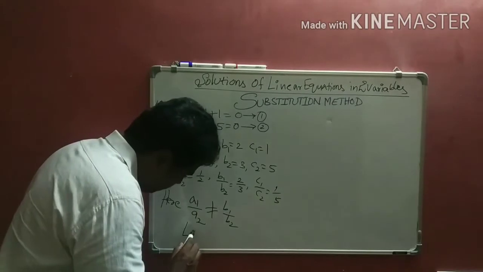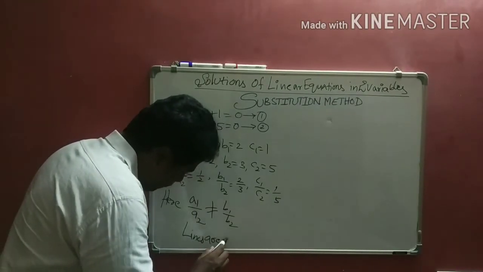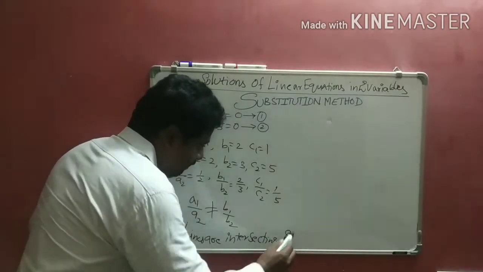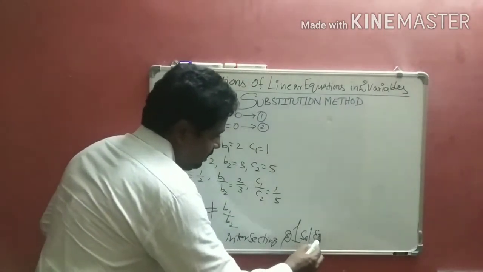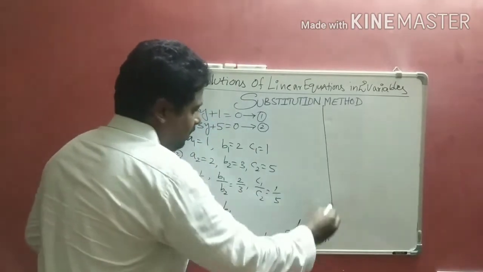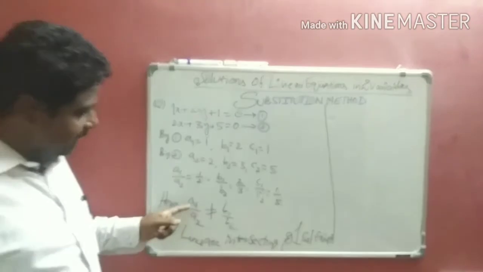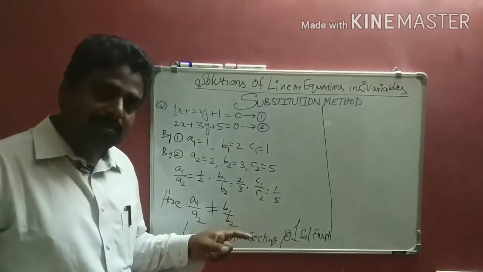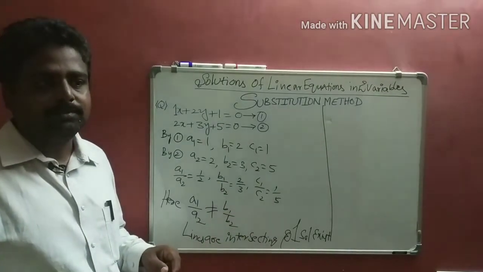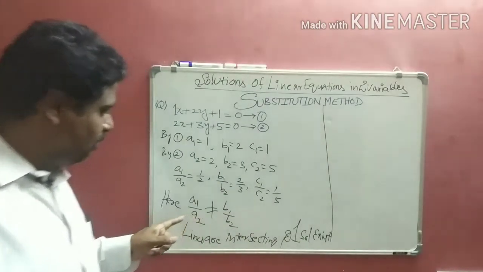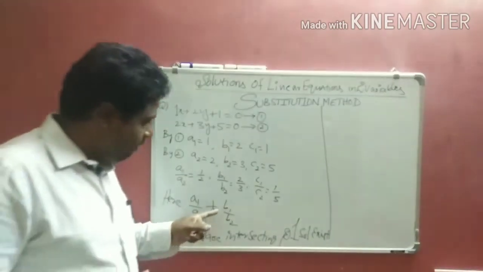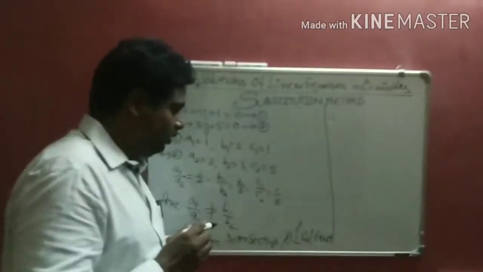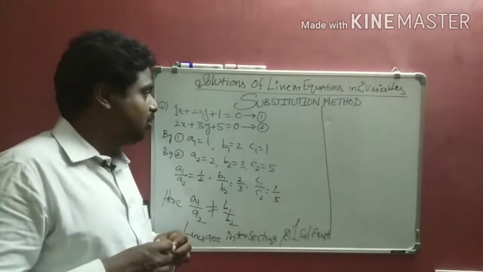Lines are intersecting and one solution exists. Understand? So by this one, we conclude that lines are intersecting if you get this result. If you are getting a1 by a2 is equal to b1 by b2 is not equal to c1 by c2, then lines are parallel. If a1 by a2 is equal to b1 by b2 is equal to c1 by c2, then lines are coincident. Understand? So now we can do the solution of the linear equations.